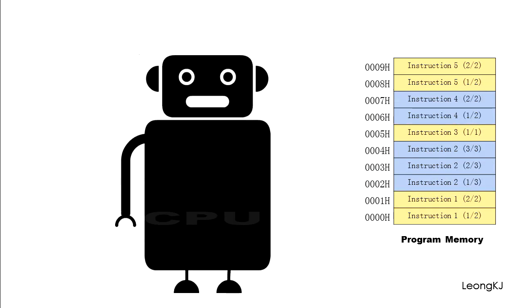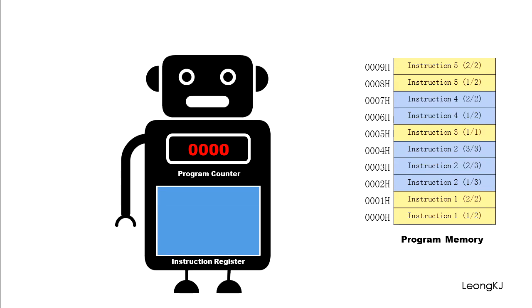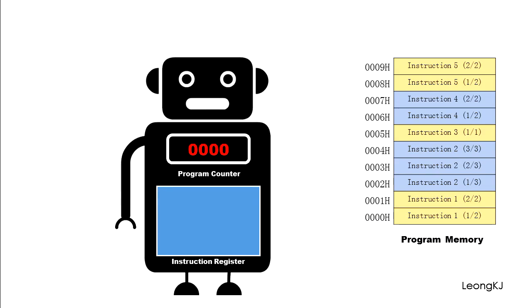Let's use a robot to represent our CPU. The CPU has a counter called the program counter. The initial content in the program counter is 0. There is also an instruction register. Let the CPU start to operate.